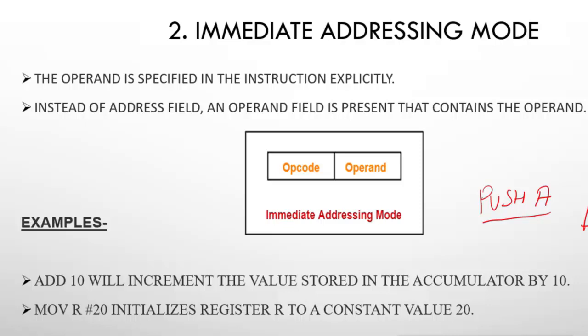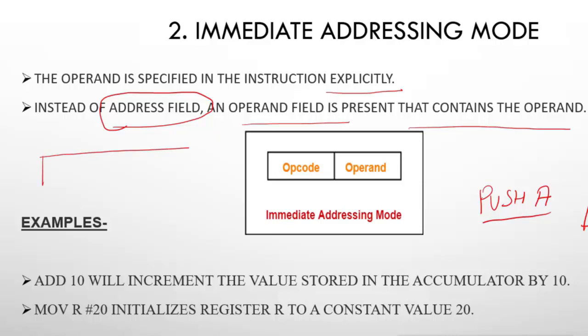What is immediate mode then? It is the explicit mode. It is the explicit addressing mode. We can understand it by taking an example. So instead of an address field, an operand field is present that contains the operand. That means there is no address field. See, this is the instruction format that we discussed. What was the instruction format? From bit 0 to 11, that is 12 bits, are used to store the address.